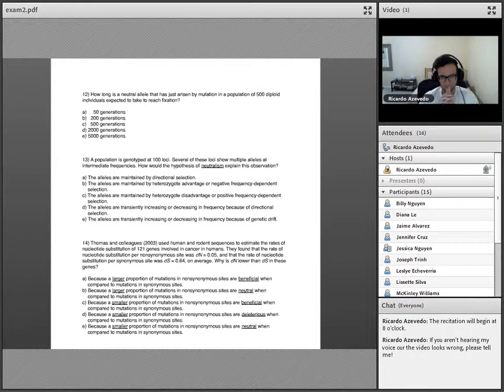Okay, question 12. How long is a neutral allele that has just arisen by mutation in a population of 500 diploid individuals expected to take to reach fixation? This one is from Kimura's equation. We know that it's 1 over 2n for a neutral allele to go to fixation. 500 diploid individuals, so 500 is 2n here, so it should be 1 over 500. So it should take 500.